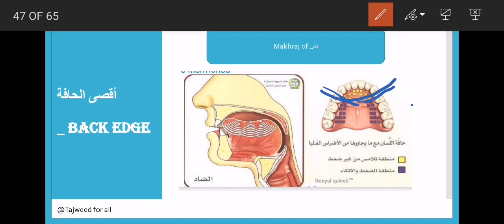Similarly, for the tongue, for us to use the aqsal hafa, we have to raise the sides of the tongue. Only then can we use the hafa. So the green colored area in the previous picture will be in contact with the purple colored area. The same area, green to green, that is the makhraj of the letter Dad.